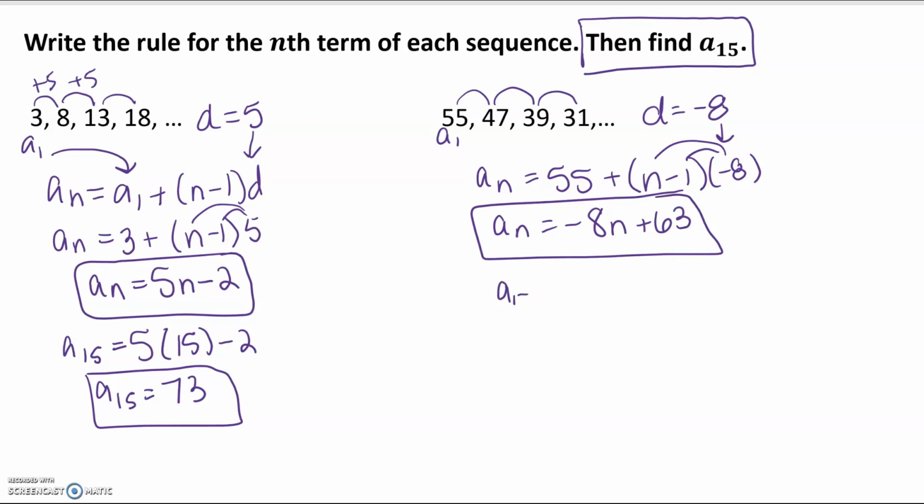The last part that we're going to do is find that a sub 15. So for our 15th term, we're going to take negative 8 times 15 and add 63 to that. And we get negative 57.